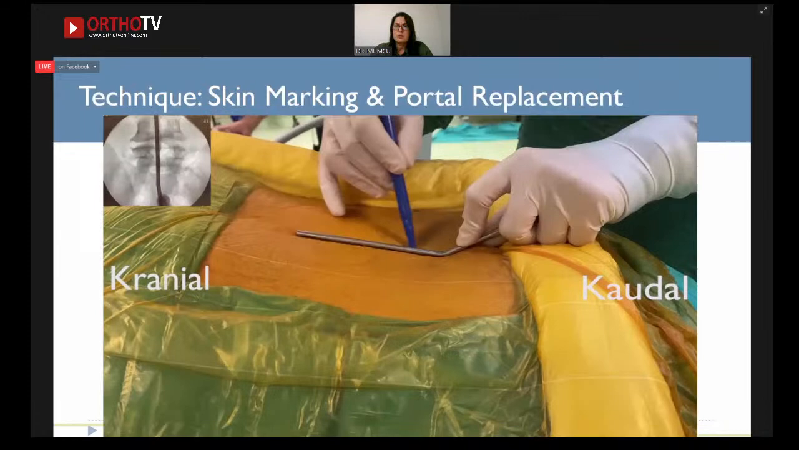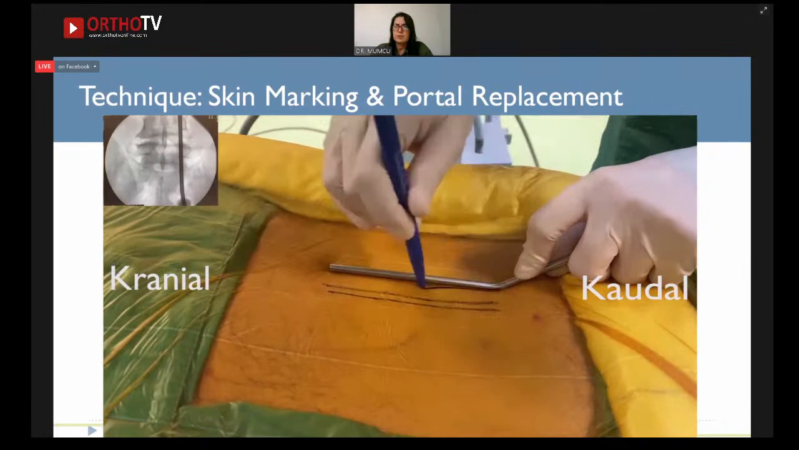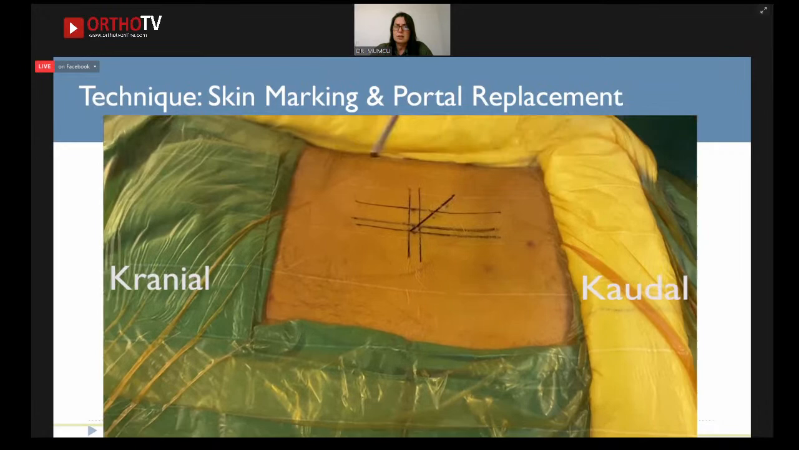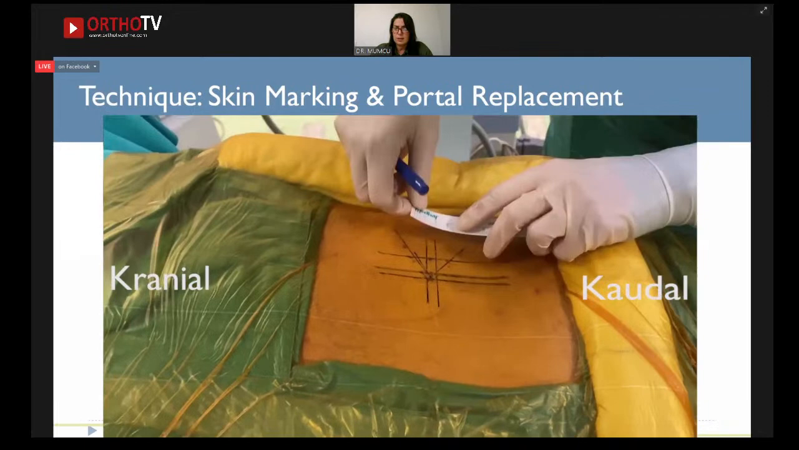This video shows us preparing the skin portal. For interlaminar approach, first we need to determine the midline. Then the second line should be drawn on the medial margin of upper pedicle. Third line should be in the disc level. These lines should form a triangle in the center of spinous process. Distance of two portals is about 2 to 3 centimeters.